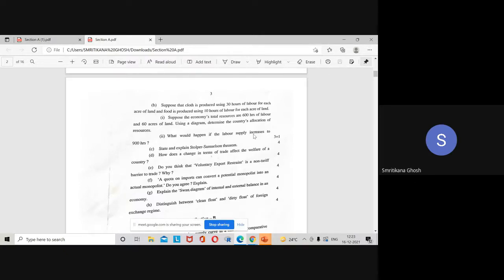Okay, explain the Swan diagram. Swan diagram is not our concern. Clean flow, dirty flow. This is also done by the MMM. Now look at the next part.